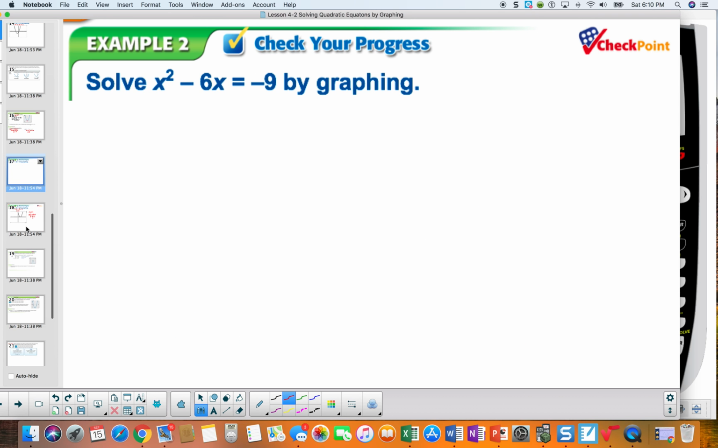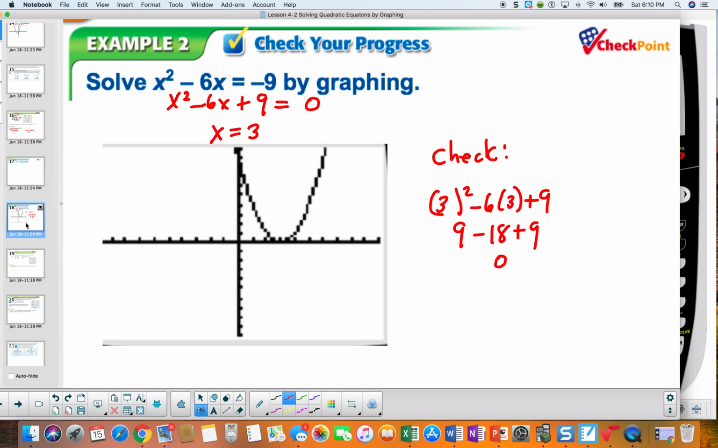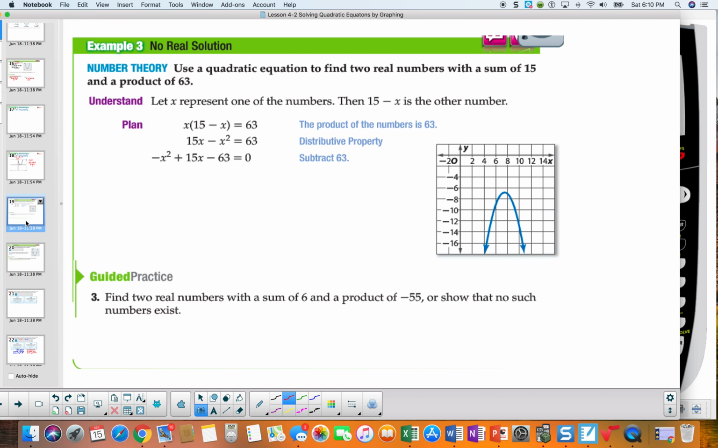Pause, and here's the answer. All right, let's take a look at a problem and see what the graph looks like.